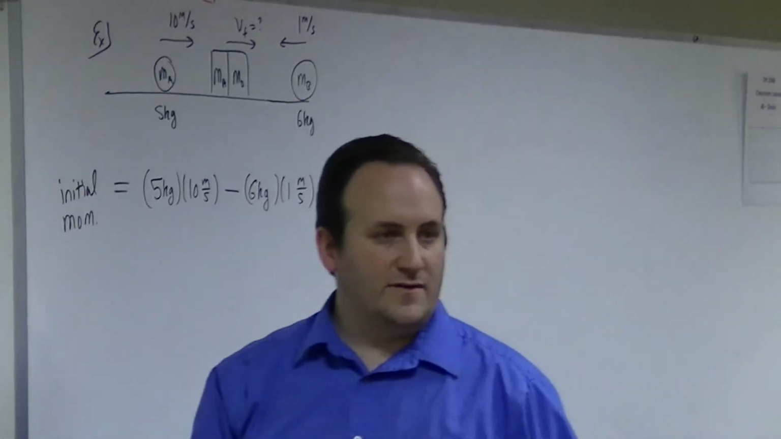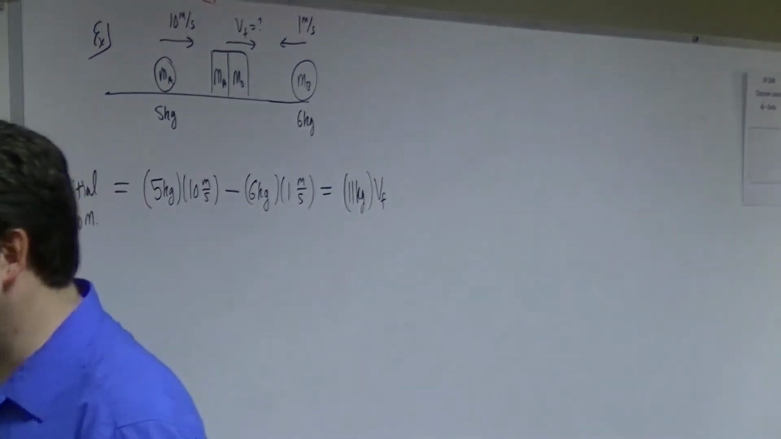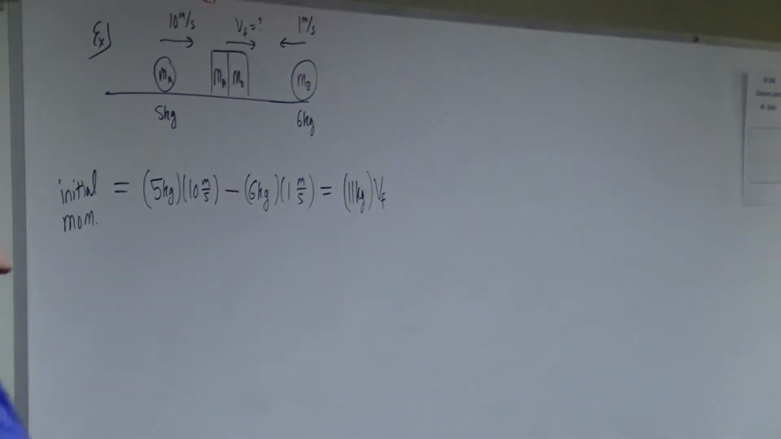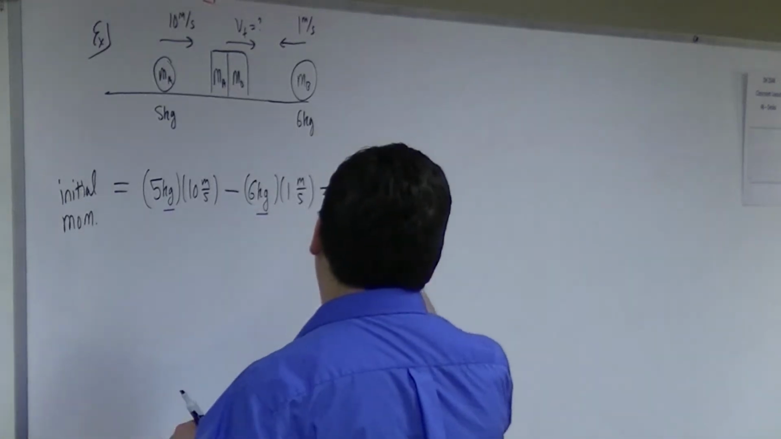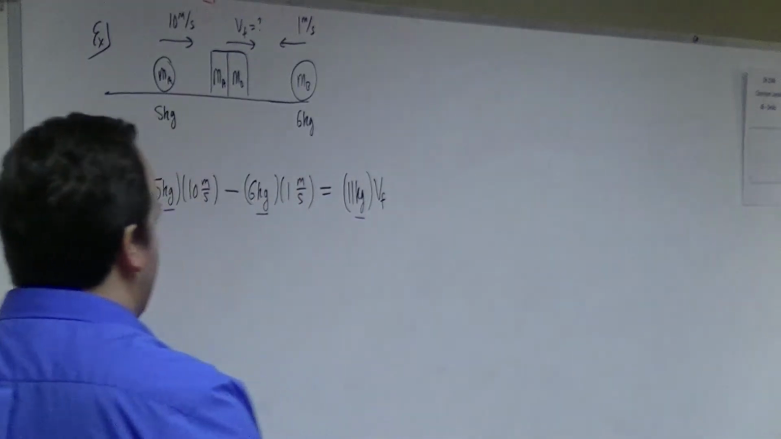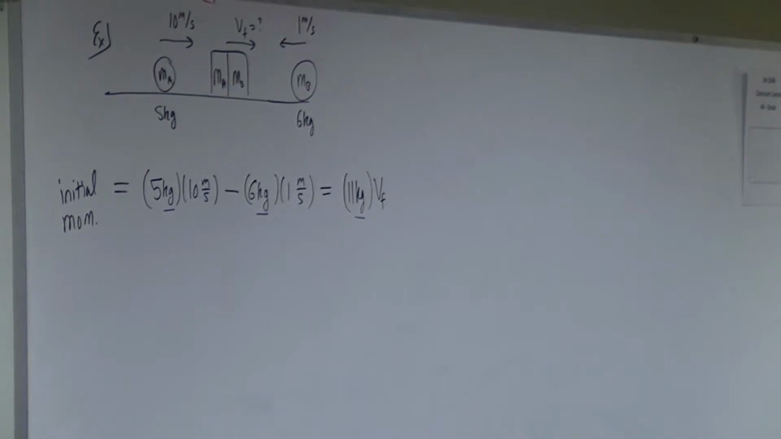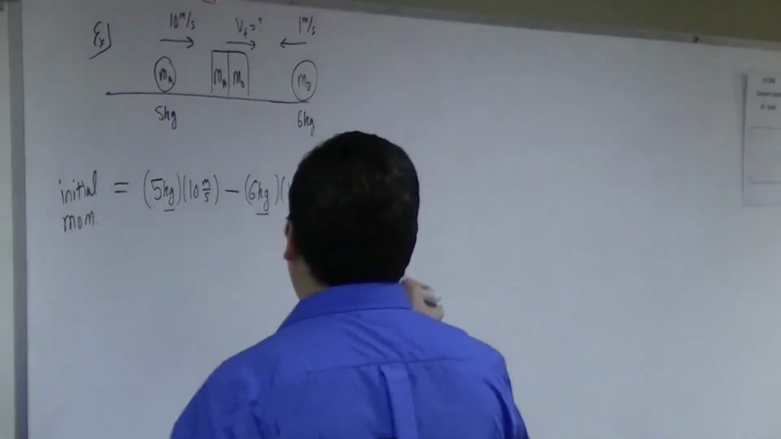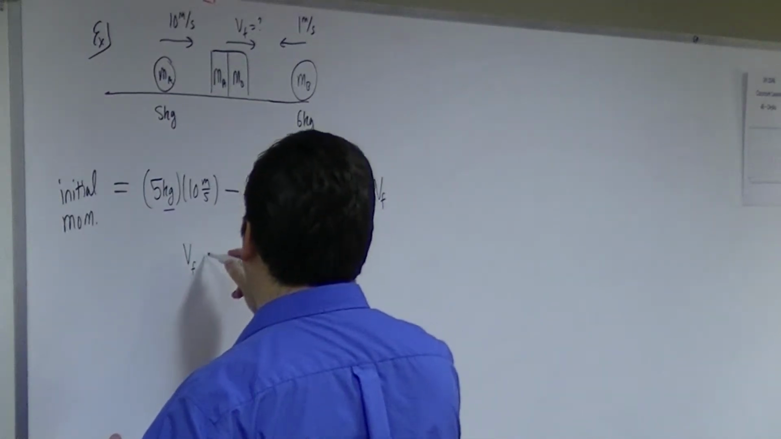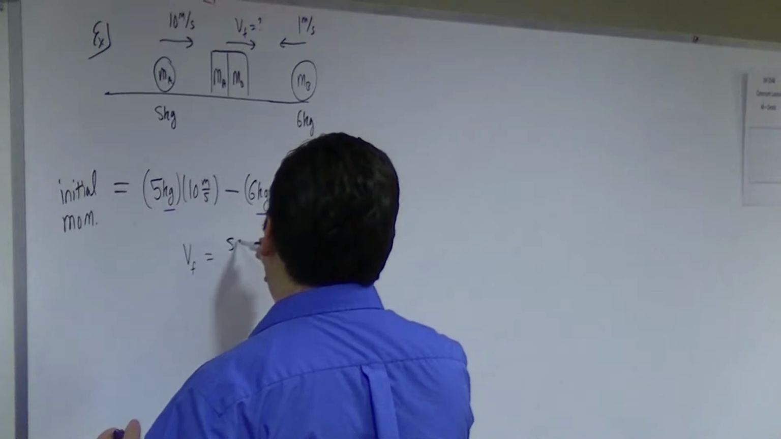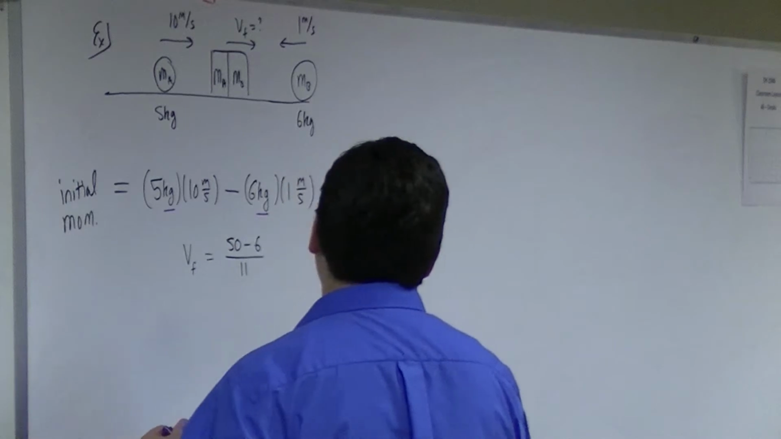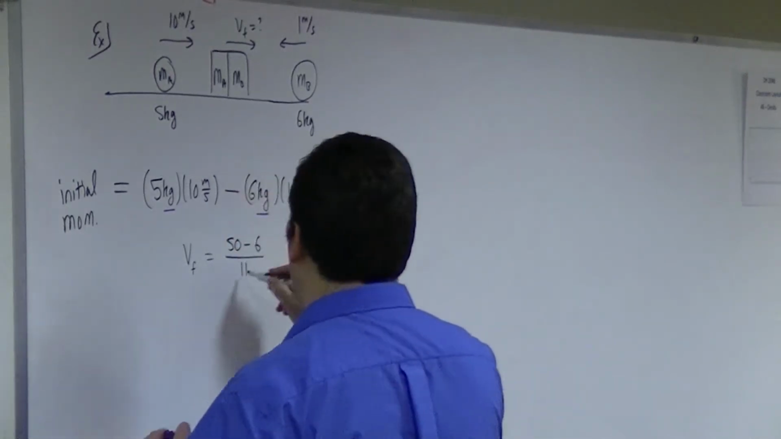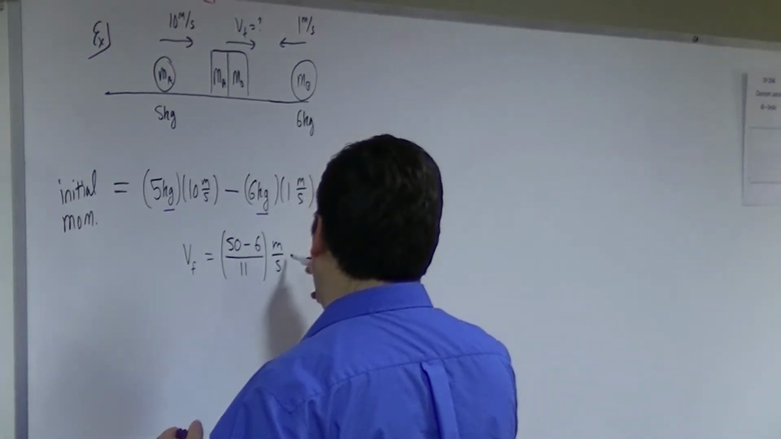I hope you can see by now that writing kilograms isn't really necessary, provided you do kilograms everywhere, because in momentum conservation, the units are always going to be a kilogram, a kilogram, a kilogram. So if I had just written 5 and 6 and 11, I wouldn't have lost anything mathematically, right? Okay, so apparently VF is what? 4 meters per second. You said 50 minus 6 over 11, meters per second.